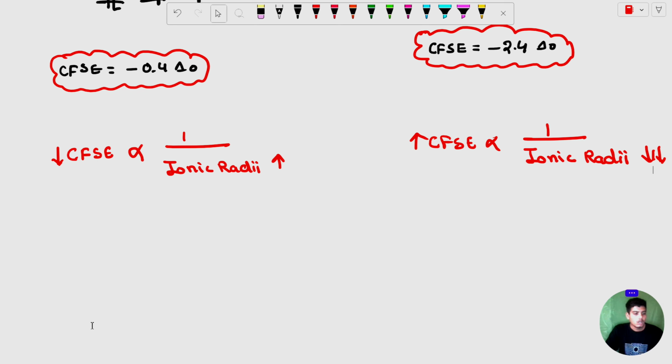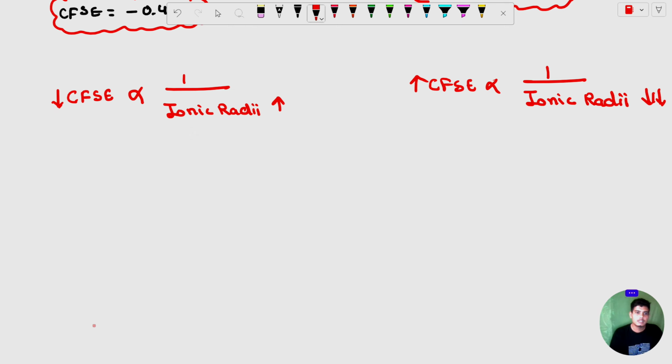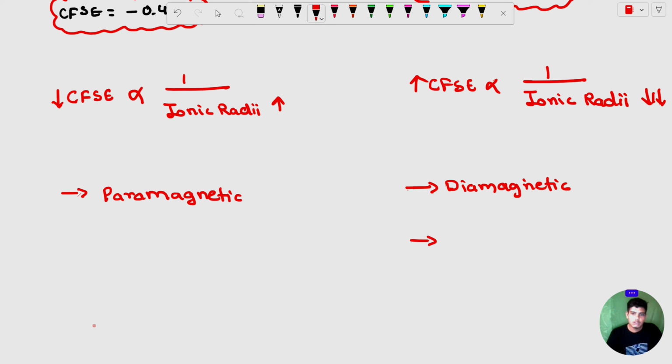Okay, now you can also say there are 2 to 3 more points, like deoxymyoglobin shows paramagnetism, paramagnetic character. Okay, and oxymyoglobin shows diamagnetic property. Okay, and it is also ESR inactive.